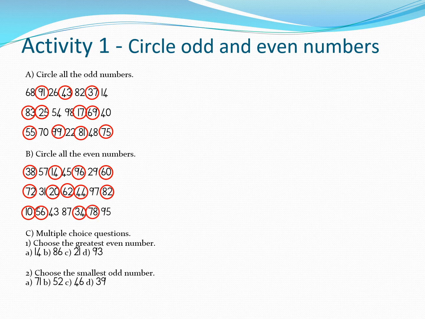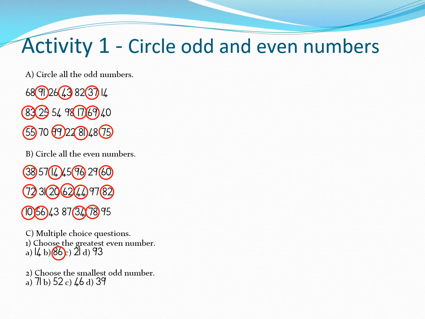At question C, the first part, you had to choose the greatest even number. Now firstly, greatest refers to the biggest. Even means it must end on an even number. That means it must end on 2 or 4 or 6 or 8, or even a 0. Okay, so let's start with the first part. Let's look for the even numbers. 14 is even and 86 is even. But we must choose the greatest even number. So which one is the biggest? It was the 86.